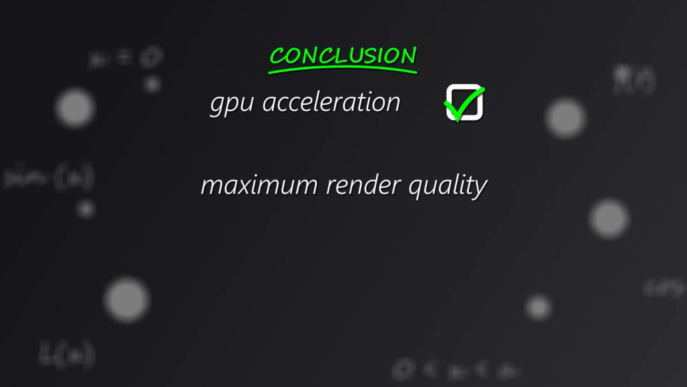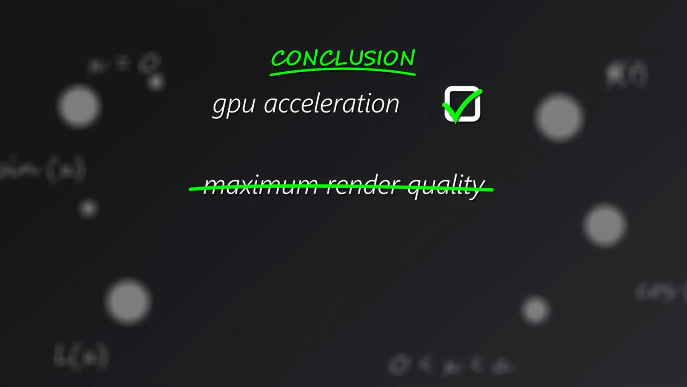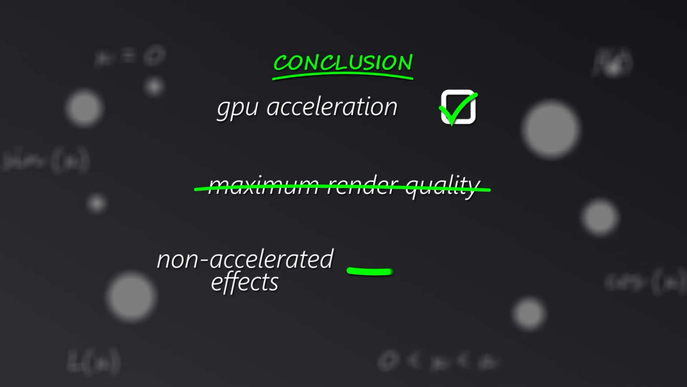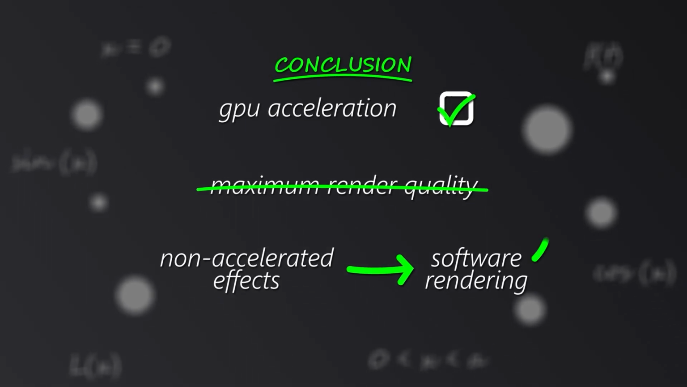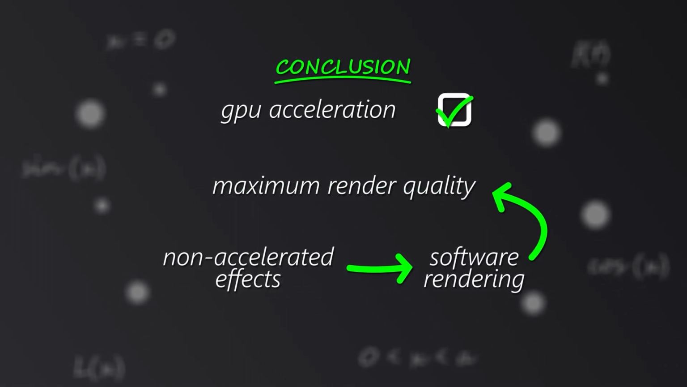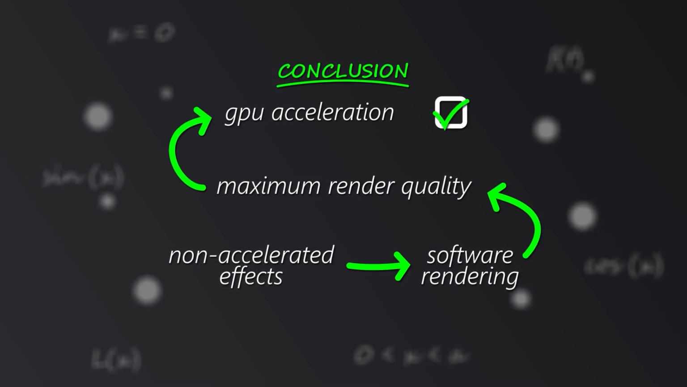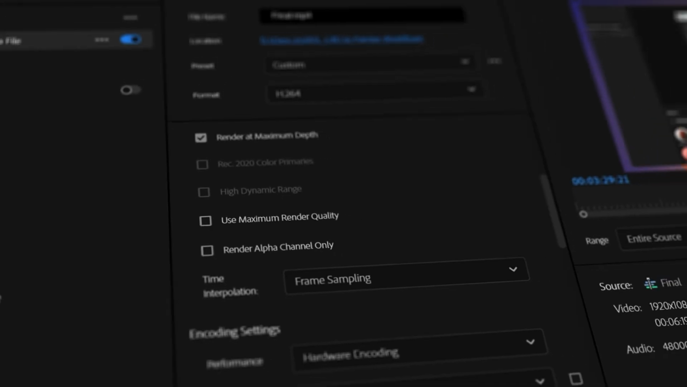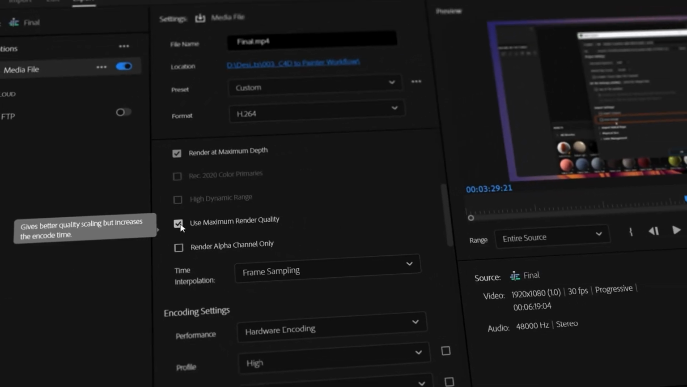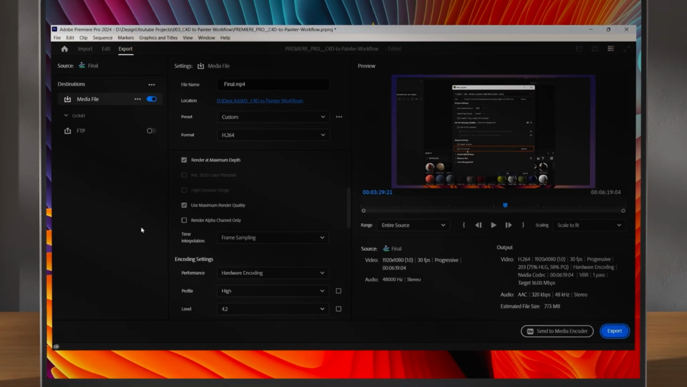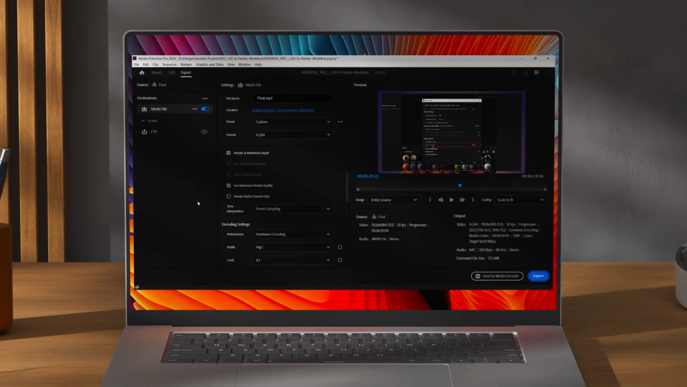When you have GPU acceleration enabled, the maximum render quality setting does not matter at all. But if your timeline has non-accelerated effects that force you into software rendering, then it becomes necessary. It is therefore possible for it to kick in even when GPU acceleration is turned on. It is recommended that you always have maximum render quality setting enabled, even though most of the time it will do nothing. But when it does, it will ensure the best possible quality.